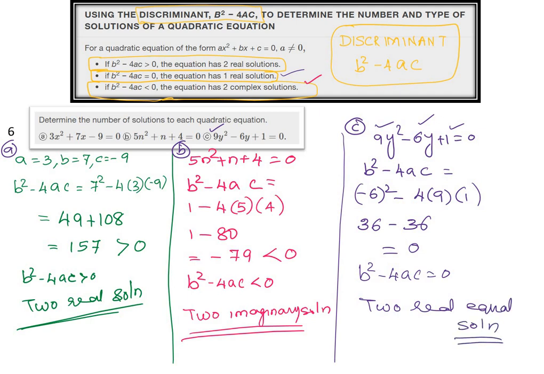So look at these three. We actually didn't find the solution of the quadratic equation, but we can make a conclusion about the nature of the solution. Whether it is real or imaginary, equal or unequal, we can decide with the help of the discriminant. That's why the discriminant has a great role in quadratic equations. So that's all about these quadratic equations.